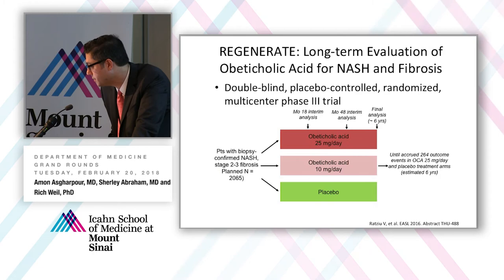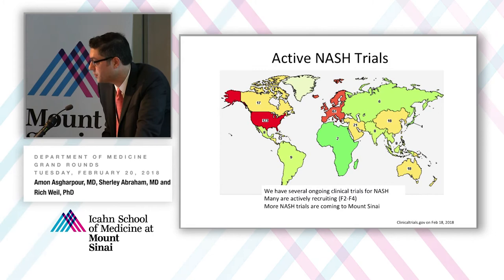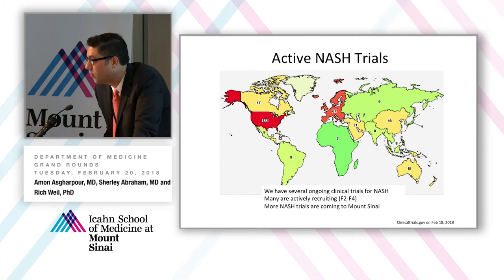And this is just to give you an idea of the landscape of the active NASH trials. There's over 123 here in the United States. We have several ongoing clinical trials here at NASH, and many are actively recruiting. Right now we just have F2 to F4.